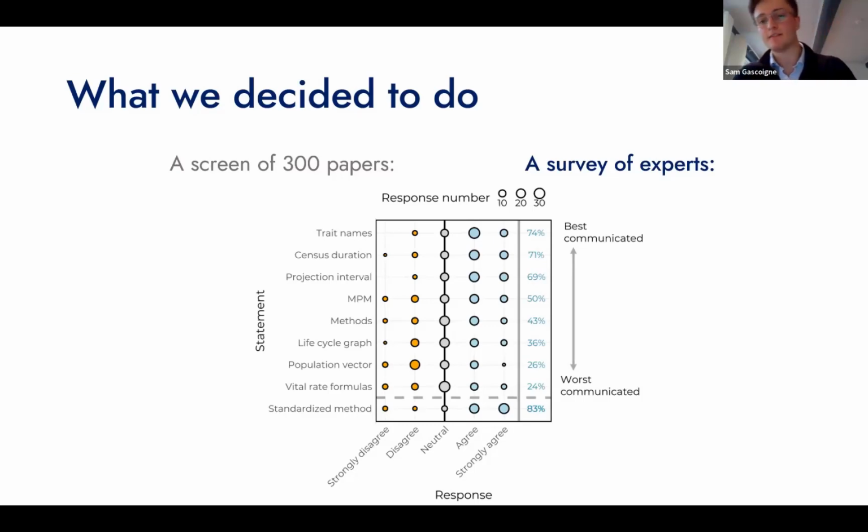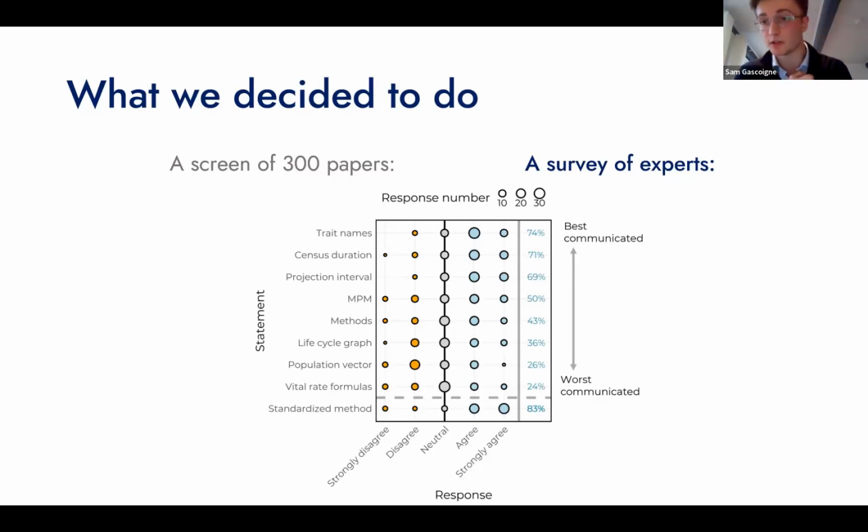And what we found here is, again, another gradient. Some aspects of MPM communication researchers believe are being well reported, like trait names, so the descriptions of categories within the structured population model, whereas others are not. So the vital rate formulas that we were just talking about, researchers believe we're not doing a very good job at communicating them. Now, at the end of this survey, we had an idea what was happening.